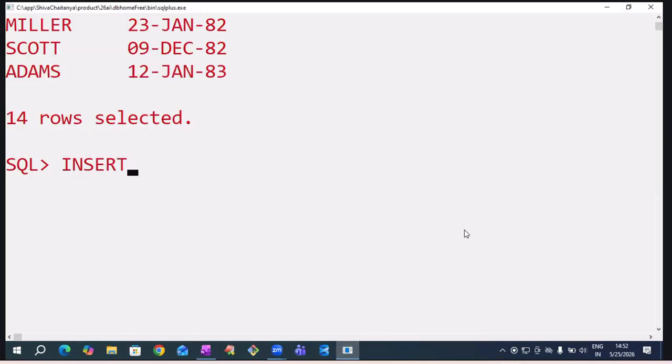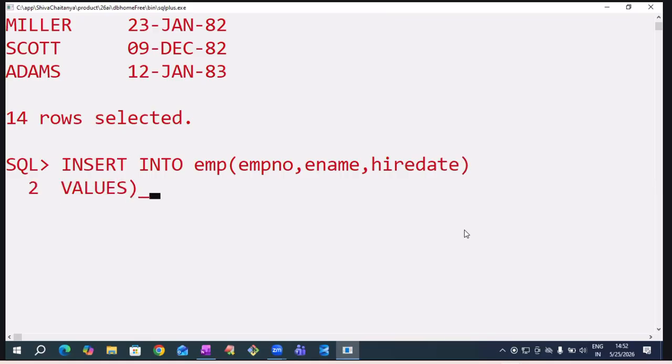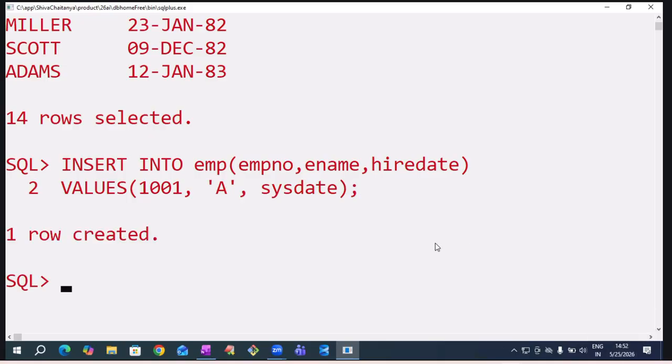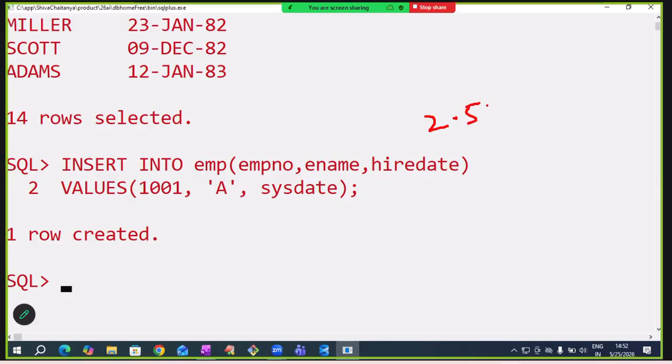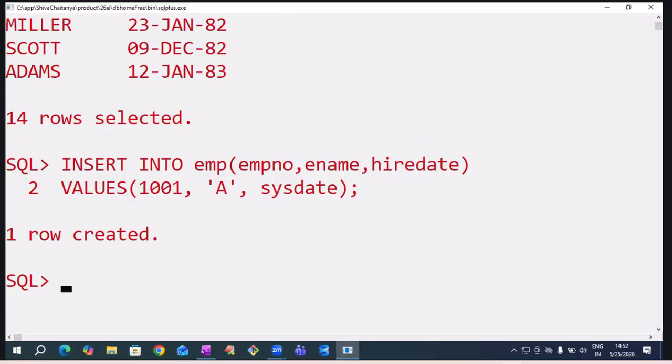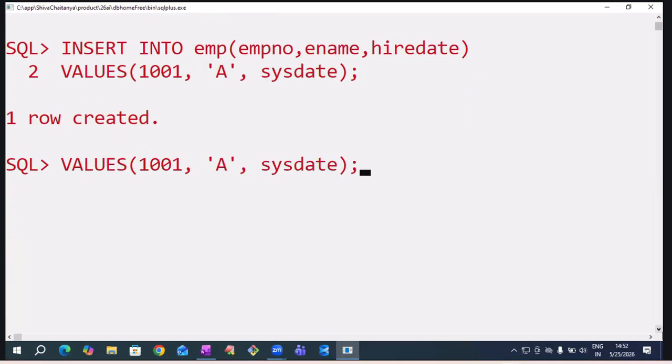So let me insert them. Insert like this. Insert into which table? EMP. Employee number, ename, hire date. I'm inserting limited column values. Totally 8 columns are there, and I'm inserting 3 values only. Observe here. 1001, A. This employee joined today. How to get today's date, sir? Sys date. That's it. This employee joined today. Now the time is 2:52. Remember this. Okay, put it aside.